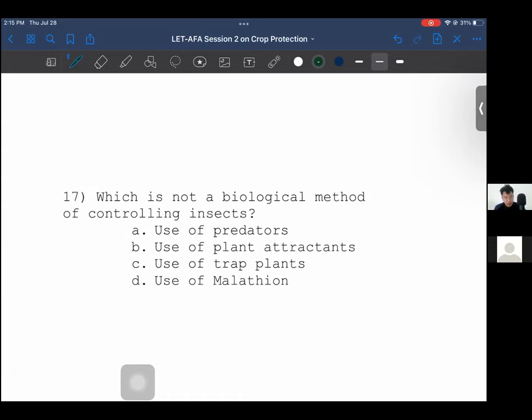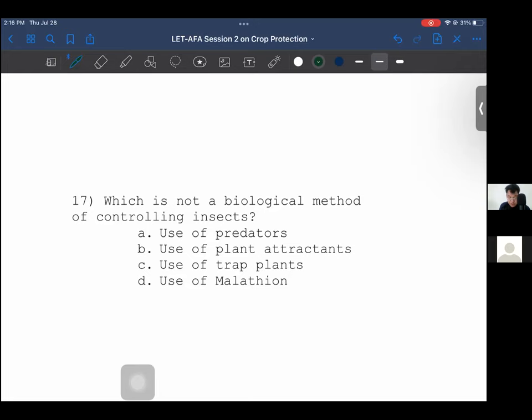Which is not a biological method of controlling insects? A, use of predators. B, use of plant attractants. C, use of trap plants. Or letter D, use of malathion. So the answer for this question is letter D, which is the use of malathion. The question is asking which is not a biological method. When we say biological method, we are not using any chemicals, we are not using other ways, kung hindi puro biological.